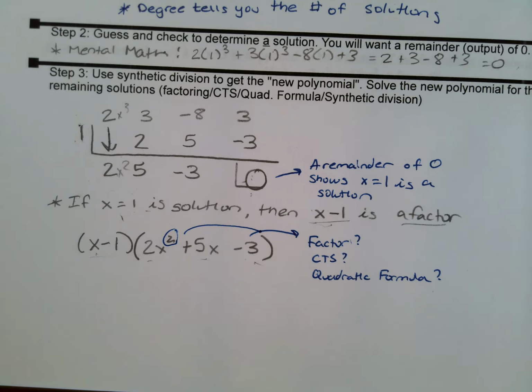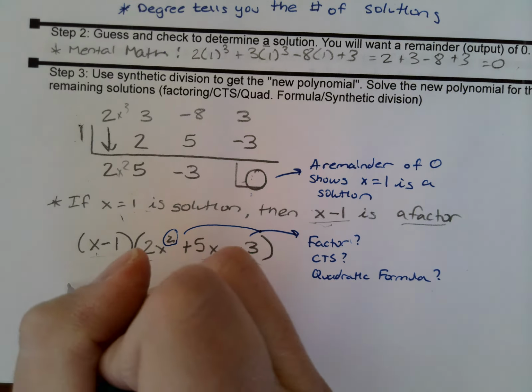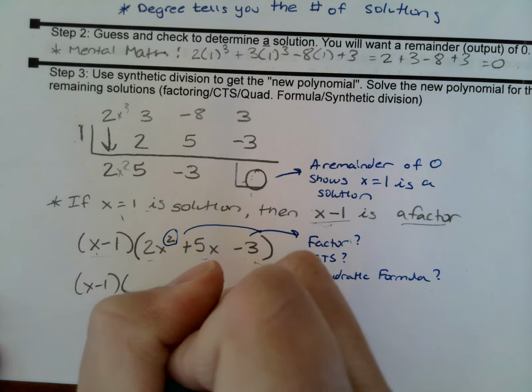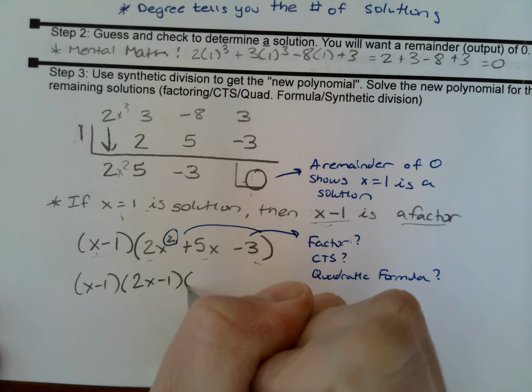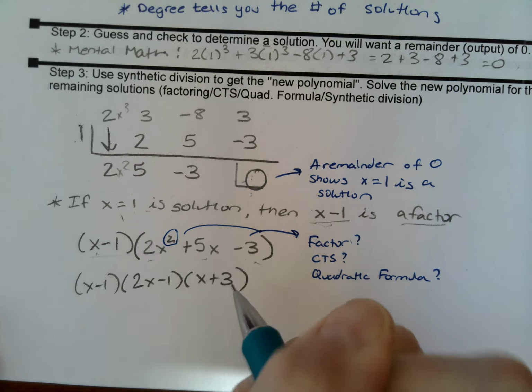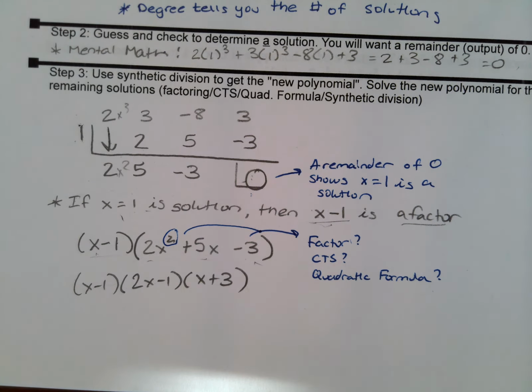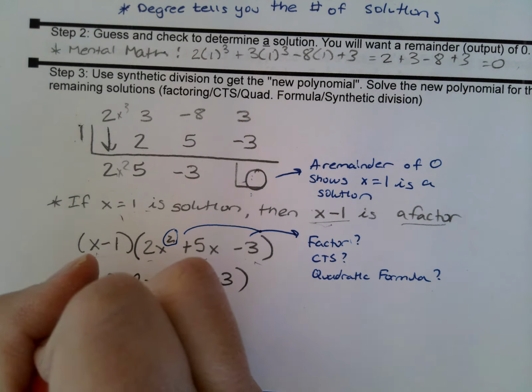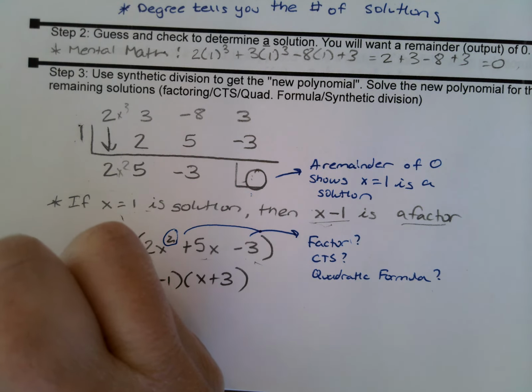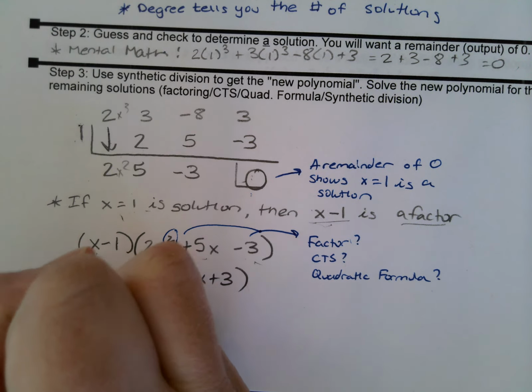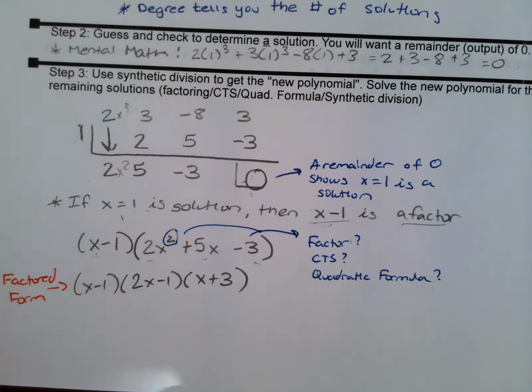This one does factor. So this one is x minus 1, 2x minus 1, x plus 3. So this is the factored form, and some problems do ask for factored form. Sorry, writing on that side is difficult. That is my factored form.